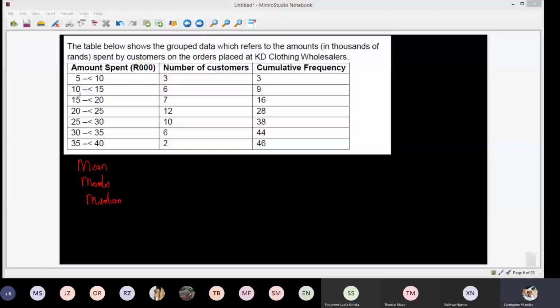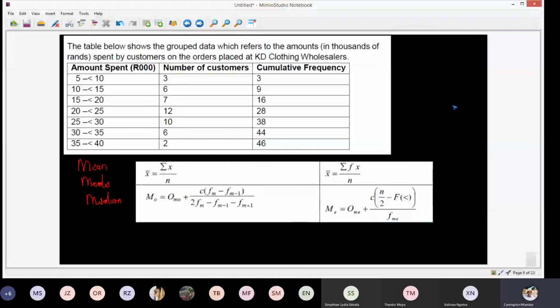Right, let's answer that quickly. You have the formulas. Let's do that quickly. Find the mean, the mode, and the median. Find a pen and a paper. Quickly answer that. Right, once you get that, then we add 2 more: the quartile and the interquartile range.